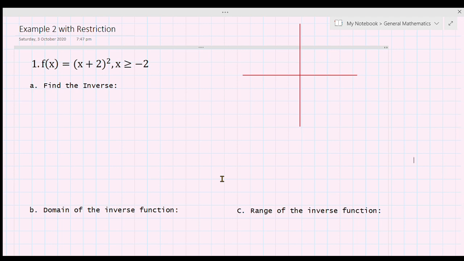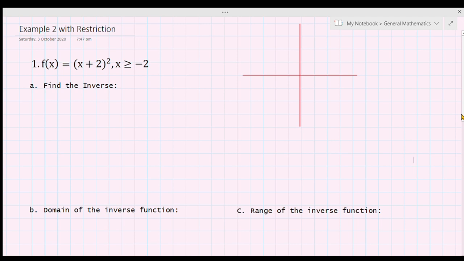Okay, this lesson is a continuation of our lesson on the previous video, which is the graph of an inverse function. In the previous video, our example is an example of a one-to-one function, and walang restriction na nangyari. Okay, in this example, we have a different one. This example is not a one-to-one function because the degree of this function is greater than 1, which is 2. This example also has a graph that is parabolic, or a parabola.